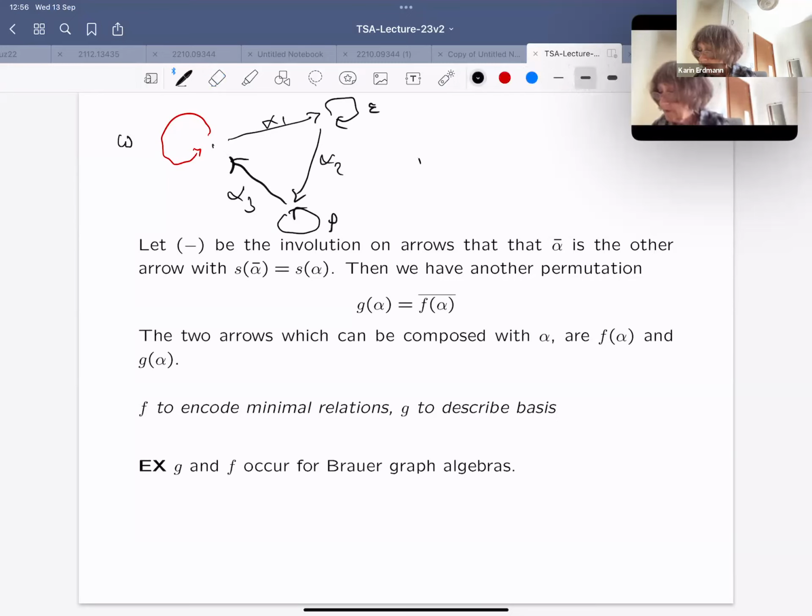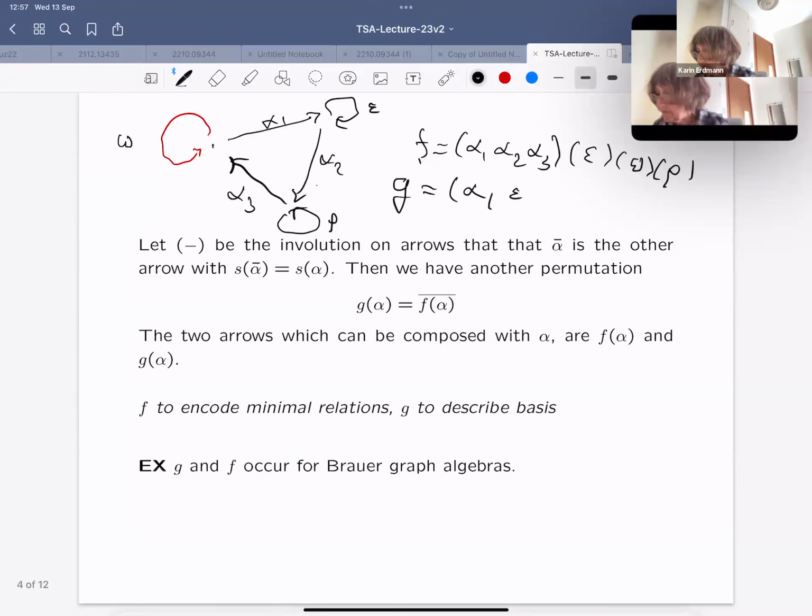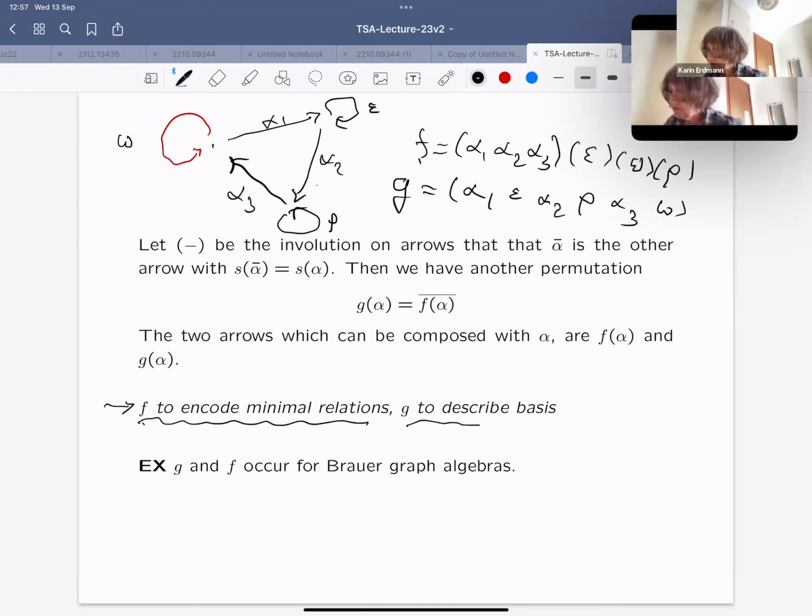So if we have F to be alpha 1, alpha 2, alpha 3, and the 3 loops, then G is always the other one. So you have alpha 1, you can't go to alpha 2, you take epsilon. So from epsilon, you have to go to alpha 2, and then you go to rho, and then you go to alpha 3, and go to omega. So anyway, you always have 2 permutations. Later, the idea is F should encode relations and G describe the basis.